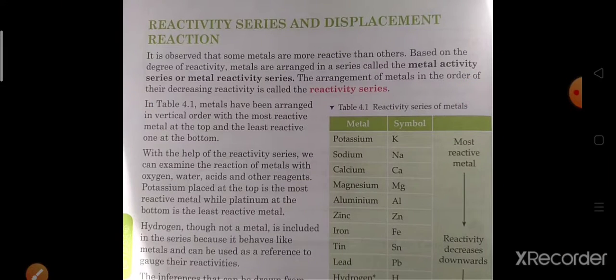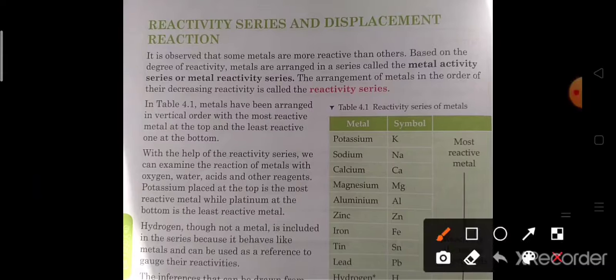Now here we have to learn the displacement reaction with the help of the reactivity series that we have studied in the last-to-last topic. Copper, mercury, silver, gold, and platinum don't react with dilute acid. Why? Because they have less reactivity than hydrogen. That we will see here in the reactivity series. Reactivity series is also known as the metal activity series.